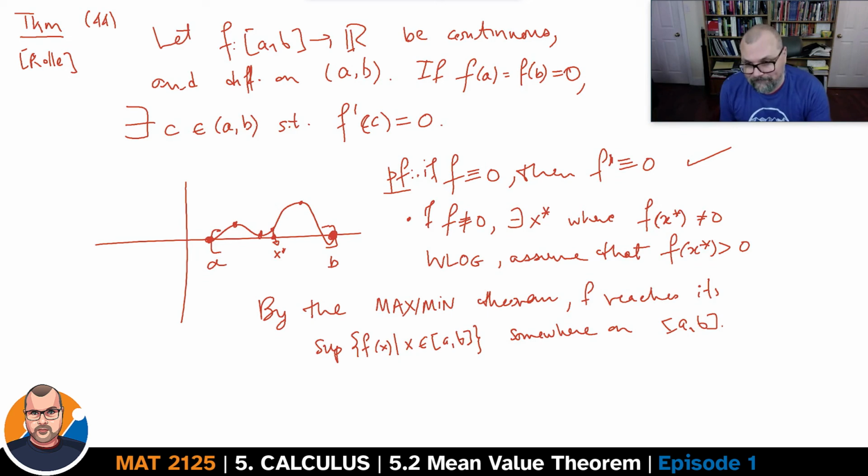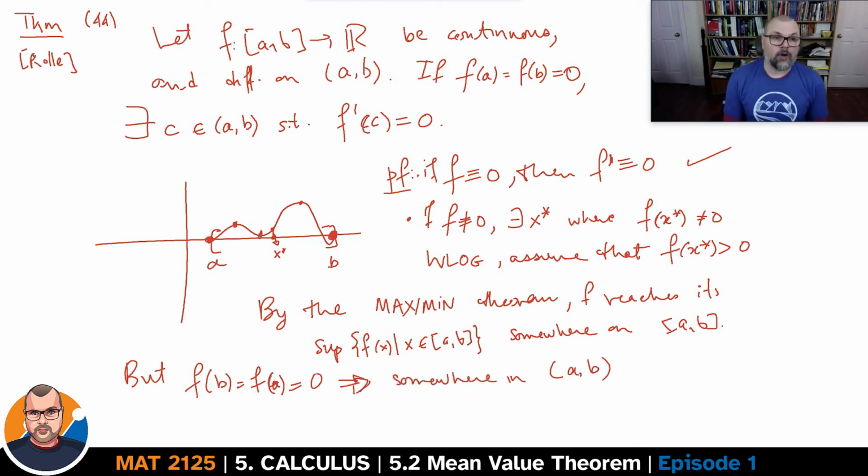But we know that f(b) and f(a) are both equal to 0. So the somewhere in question is actually in the open interval. And we know it has to be somewhere other than at A and B because there is some point on the interval AB which is positive, and that point is not the endpoint A and B. So the function cannot reach its supremum, its maximum in this case, at either of the endpoints of the interval. Let's say that that point where it reaches its maximum is C.